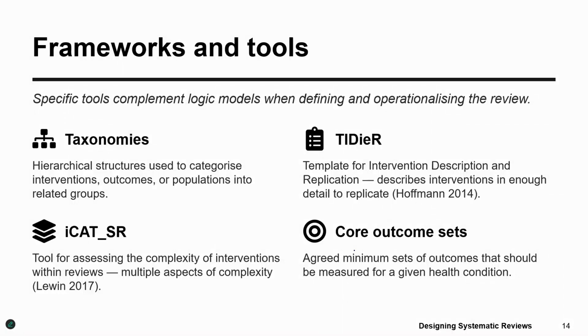A logic model gives the big picture theory. To operationalize it, you need more granular tools. Quick tour, treat this as a reference. Taxonomies: hierarchical structures for categorizing interventions, outcomes, or populations. Useful when you need a defensible way to lump or split. TIDieR: template for intervention description and replication. A 12-item checklist. Use it to structure your data extraction so you capture what was actually done. ICAT_SR, for assessing complexity, particularly relevant for multi-component public health interventions. Core outcome set: an agreed minimum set of outcomes for a given condition. Using one makes your review comparable to others in this area.